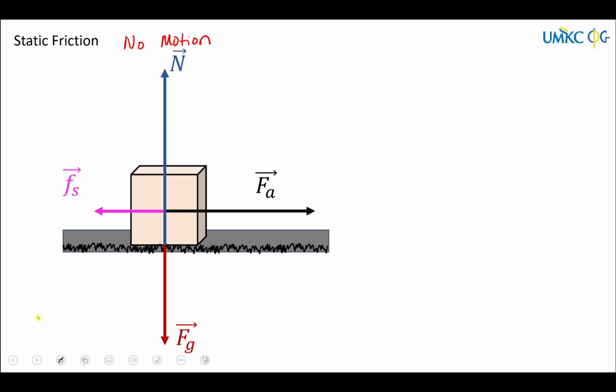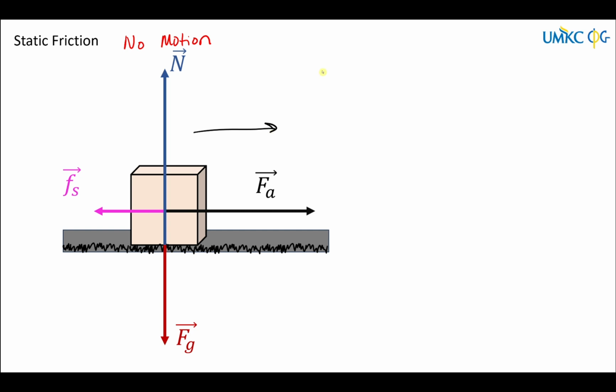Why? Well, because if I didn't have a static frictional force, this object would be accelerating in the positive x direction. But because I have a static frictional force and friction opposes relative motion, my static frictional force is going to have to act in the negative x direction. So I can go ahead and create my force equations for this setup.